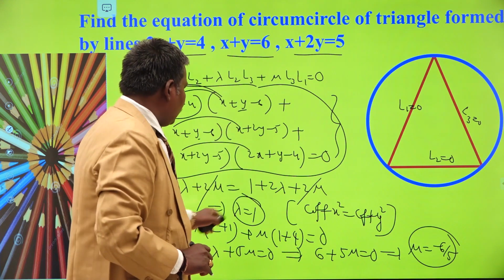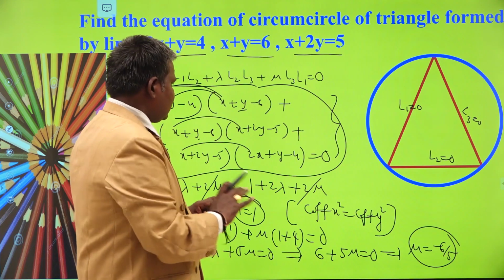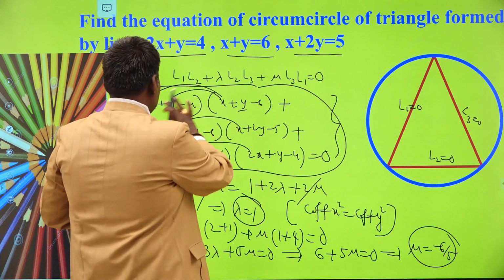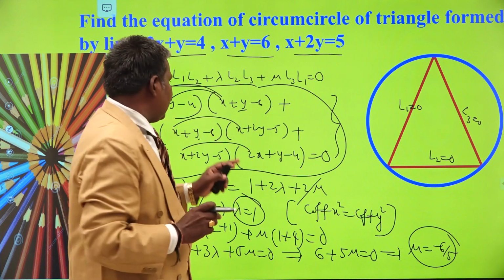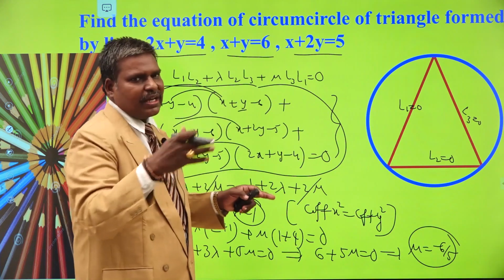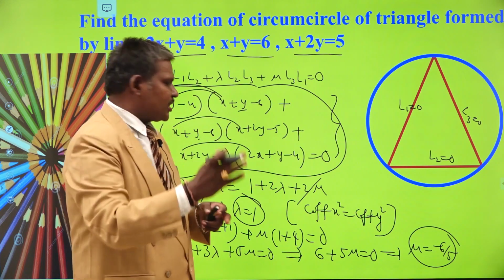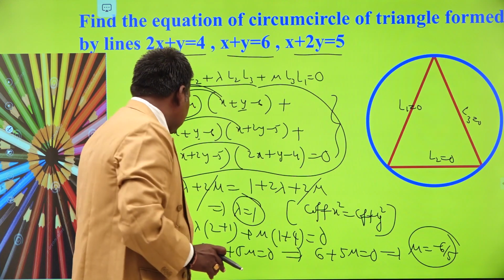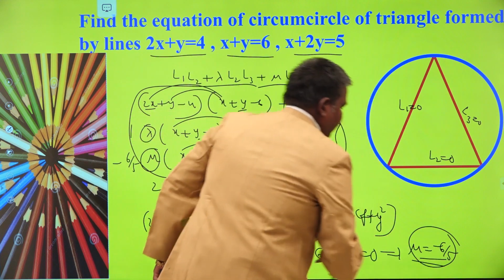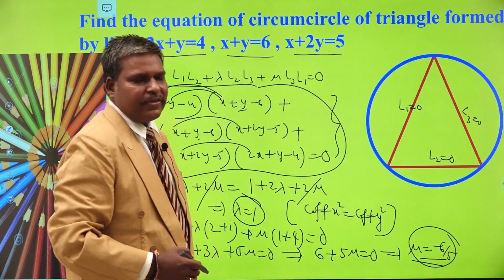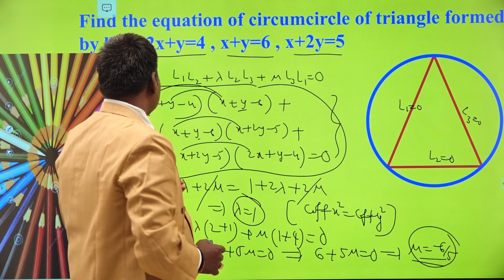Understand? Up to getting the lambda and mu values, it is very smooth. After substituting the lambda mu values, you have to expand that one. In each and every case, the xy term is removed. Okay, xy term is absent. That is why we are using the condition. See here, the coefficient of xy is 0. In this manner, we obtain the value of mu as minus 6 by 5. Clear?